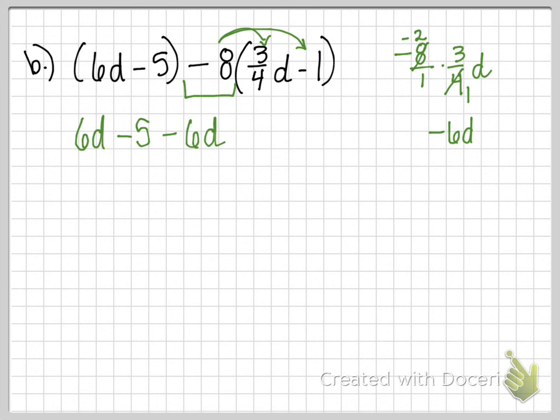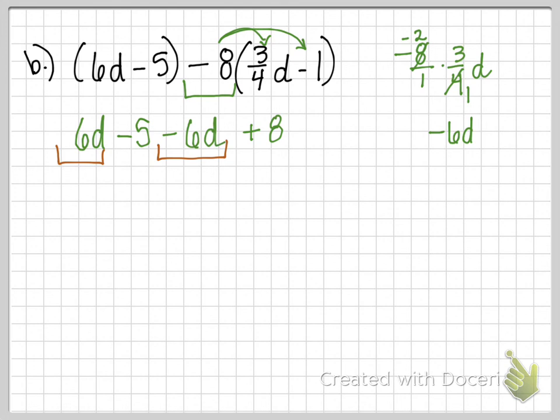And then we do negative 8 times negative 1, which gives us what? Ben? Plus 8. Are you guys with me? How we did that? Okay, now we need to combine like terms because we can't leave it like this. It's not simplest form. Give me one set of like terms. Alexis. 6d and negative 6d. Good. When we combine those, what do we get? 0. 6d minus 6d is 0.